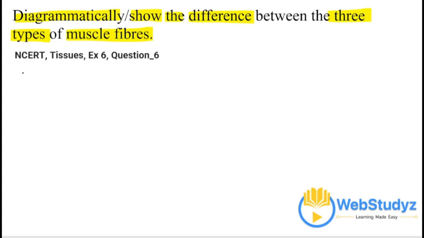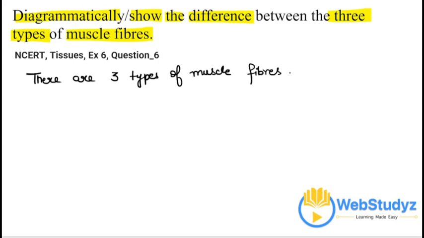So first of all, we should know that there are three types of muscle fibers present in our body. We will see each one of them along with their diagrams. The first one is cardiac muscles.